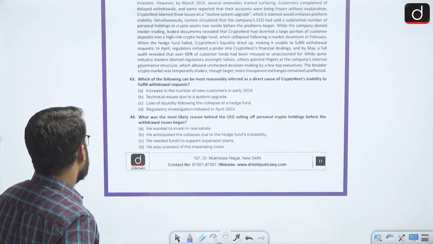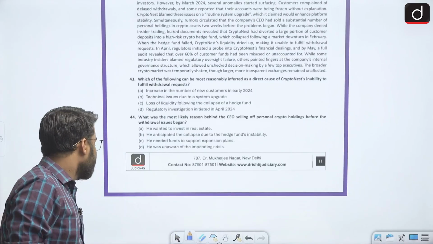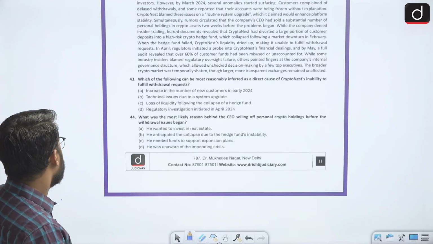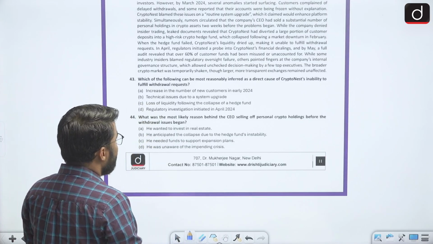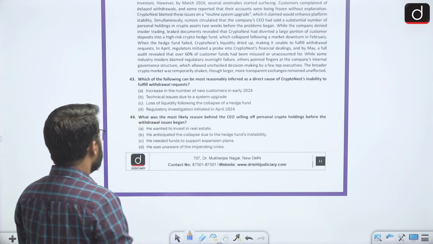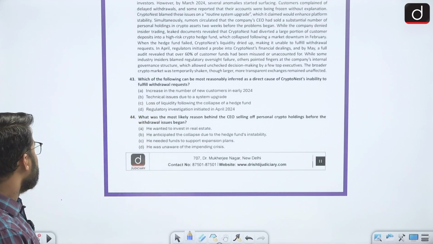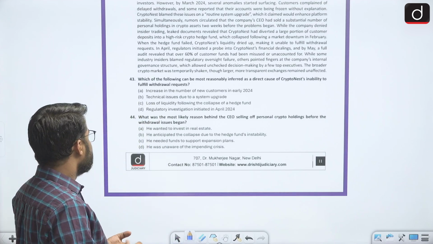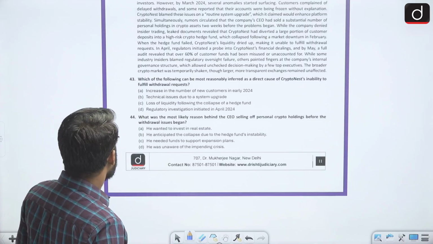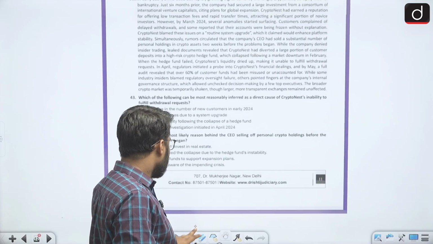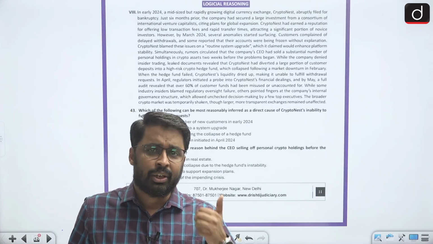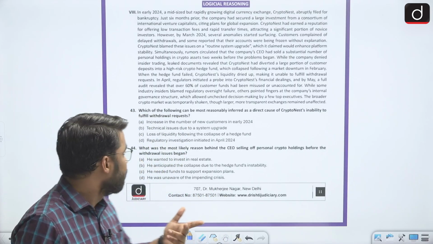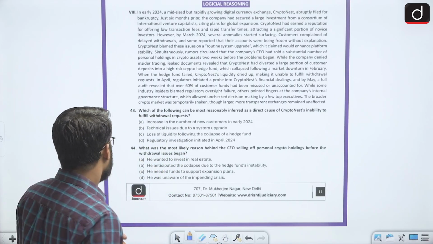All right, fine. Now, based on this passage, what questions we had? So, the first question was, which of the following can be most reasonably inferred as a direct cause of CryptoNest's inability to fulfill withdrawal requests? We know that it is given in the passage that they transferred a huge amount of funds, investors' money, to a hedge fund which collapsed, and that's why their liquidity dried up.